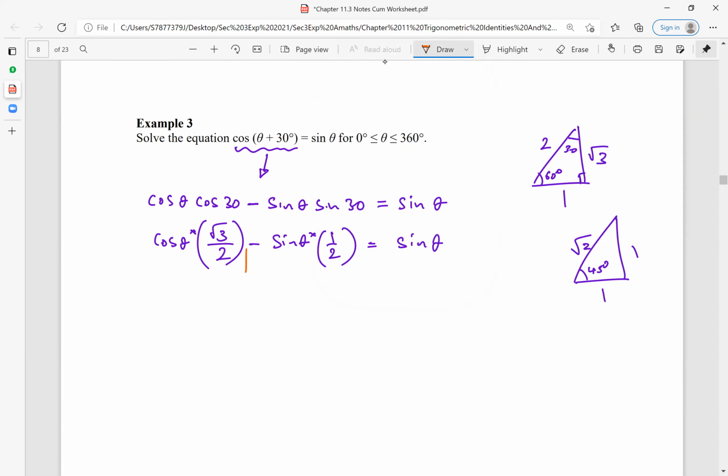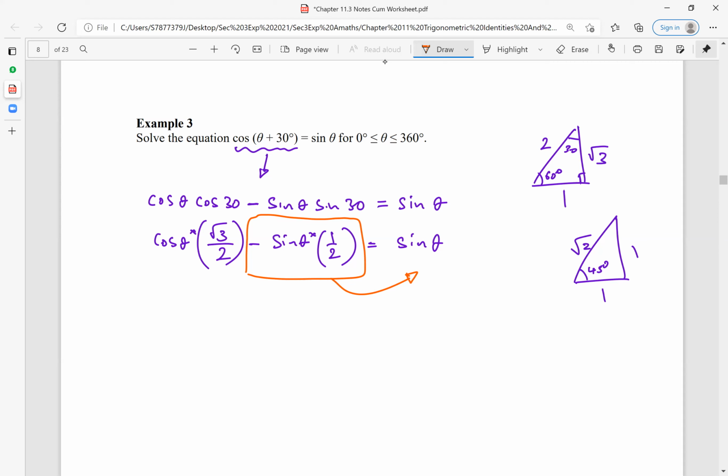I'll take this. I'll move this over here. You will understand why, because both of them have something similar in common. What is the common thing between them? Sine theta. Yes, correct. So when I group them together and I need to factorize them, this is where your Sec 2 work comes in.